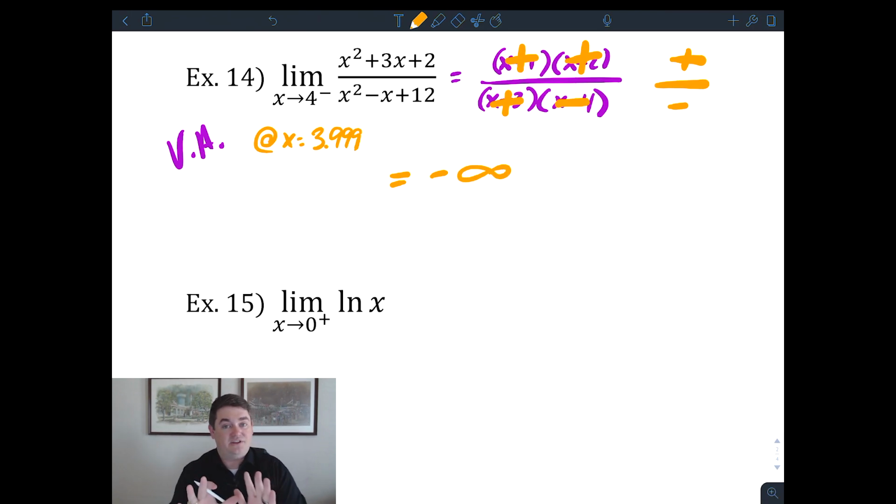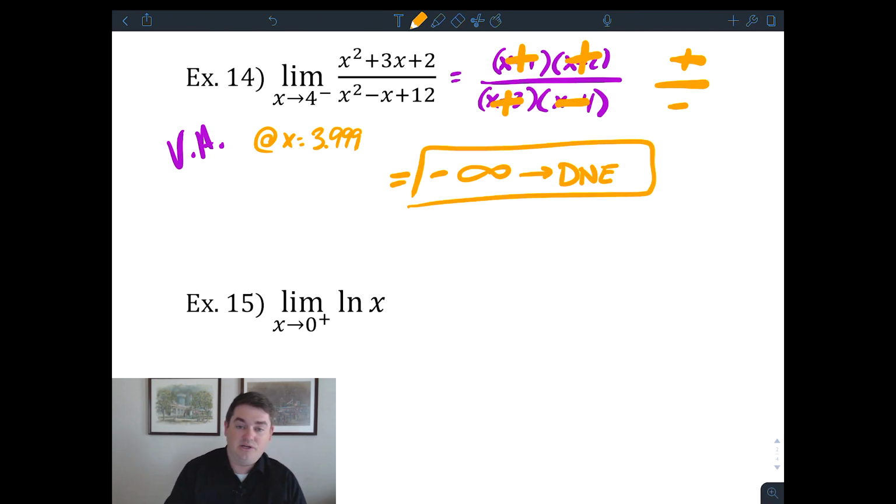Okay. Again, this is not the complete answer. The limit does not exist because negative infinity is not a finite answer, but this is the complete story. As x approaches 4 from the left, the graph goes down to negative infinity.